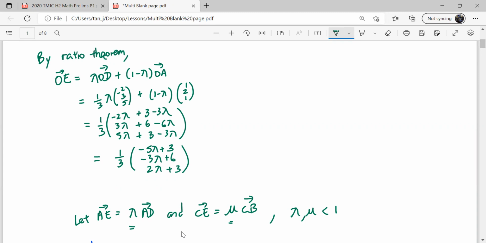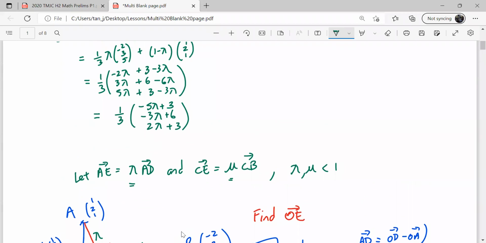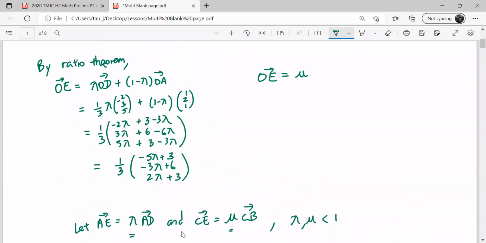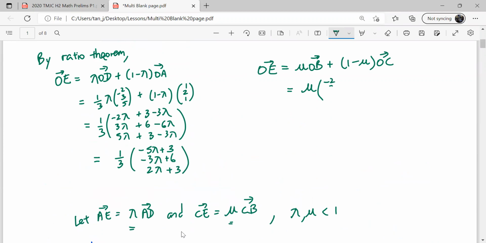Same thing. You also have OE equals mu OB plus 1 minus mu OC. OB is minus 235. OC, there's a half A. Okay, so now I will bring out the half.